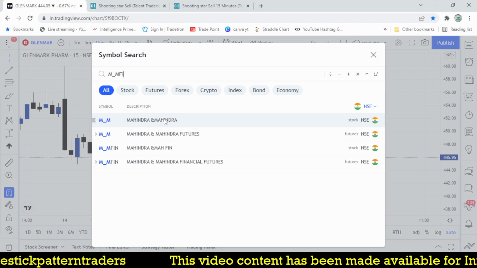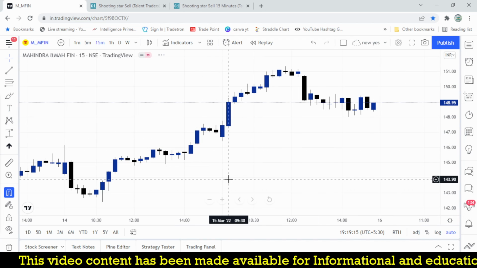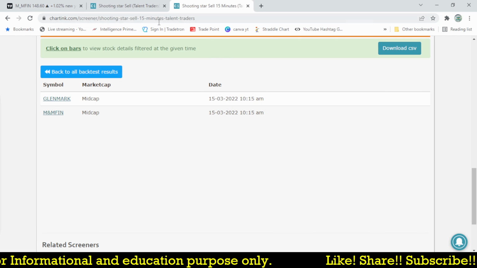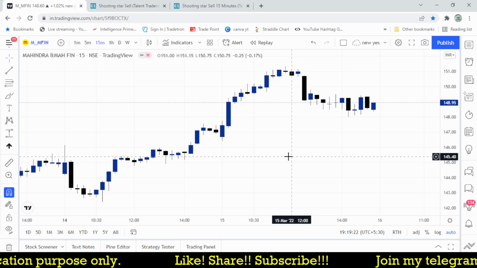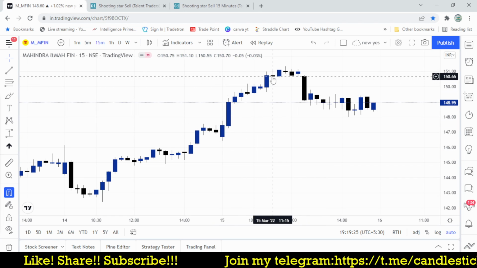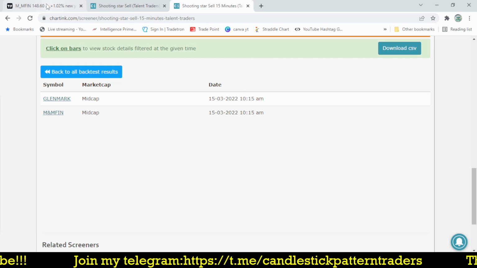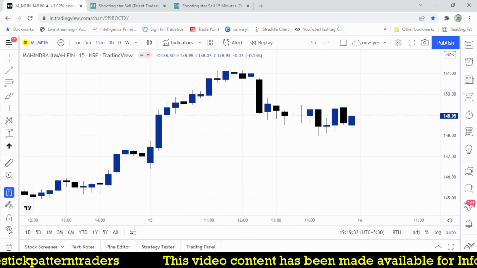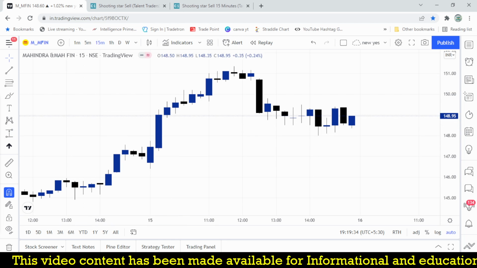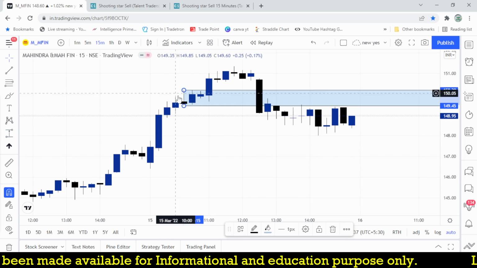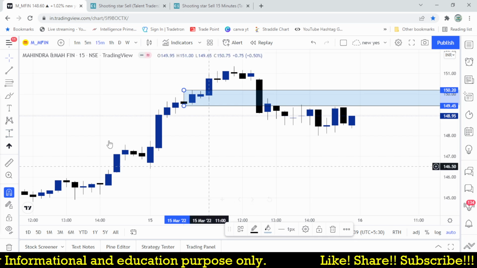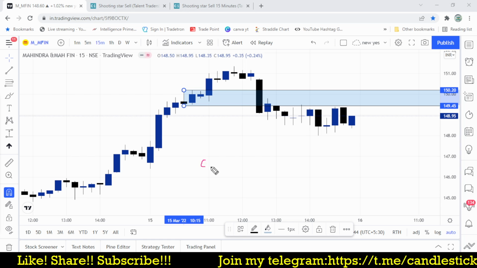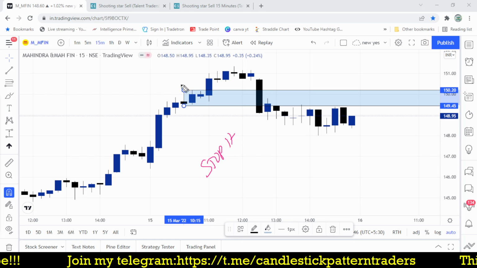This one has a very small stop loss at 10:15, maybe. M&M Finance, the exact time, 10:15. This one, right? This was a stop loss trade. Can you see, compared to our previous scanner, if any stop loss got triggered it will not be available on the scanner, but here it will show you the stop loss stocks also, like M&M Finance.